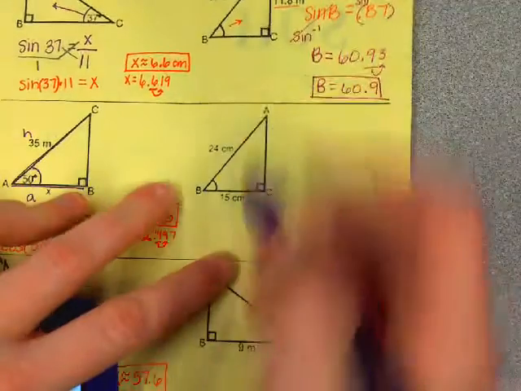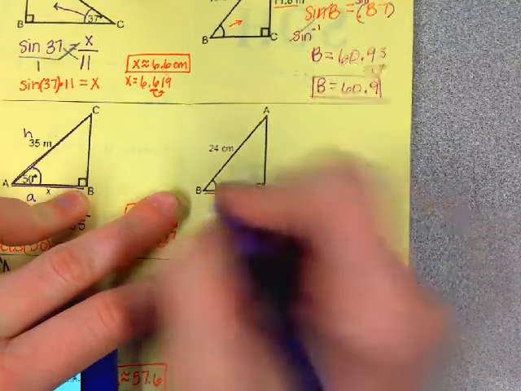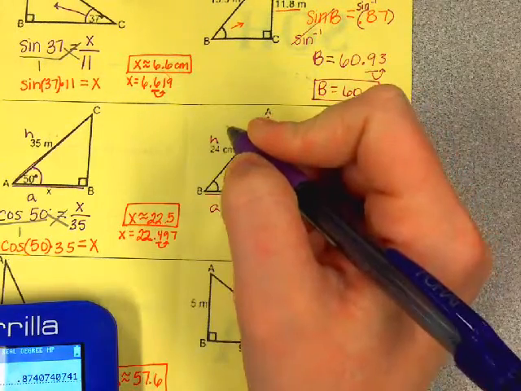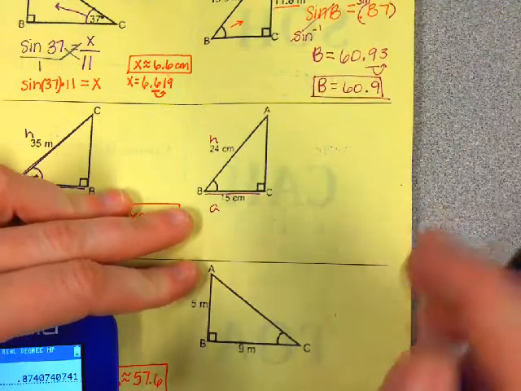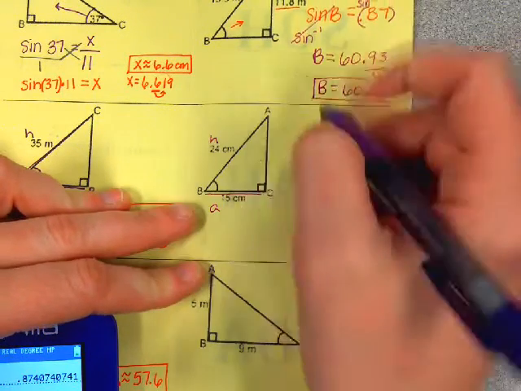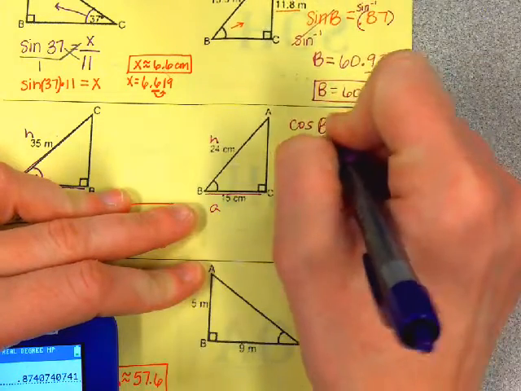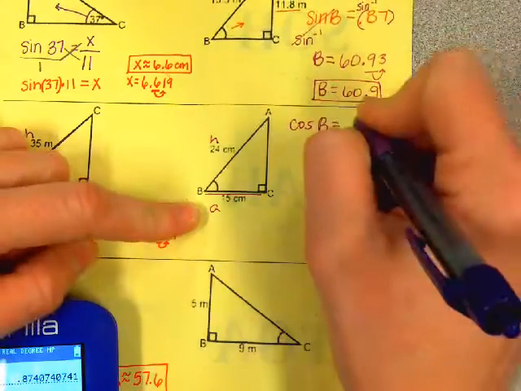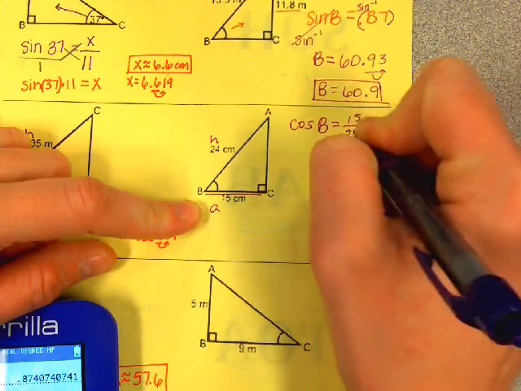So then if we look at this next one, notice it shares the side with the angle, so that's adjacent. And then we have hypotenuse. So we know that it's going to be cosine, C-A-H. So cosine, again it's angle B, is equal to adjacent over hypotenuse. So 15 over 24.